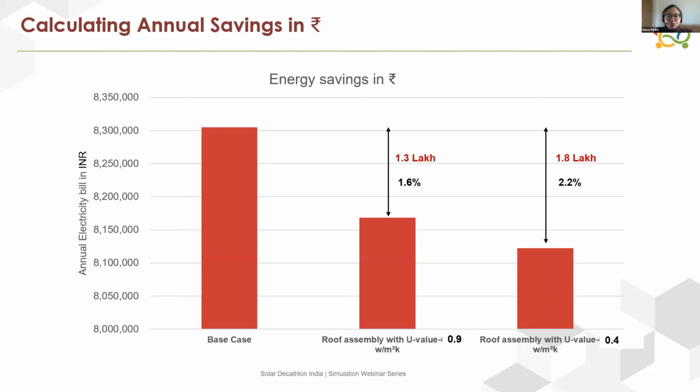So by providing a U value of 0.9, we can get annual savings of 1.6%. That would translate to 1.3 lakh rupees savings in annual electricity bills. That number for a U value of 0.4 is roughly around 1.8 lakh rupees. This is the annual saving in electricity bills.